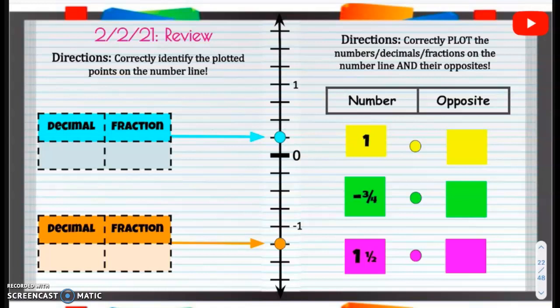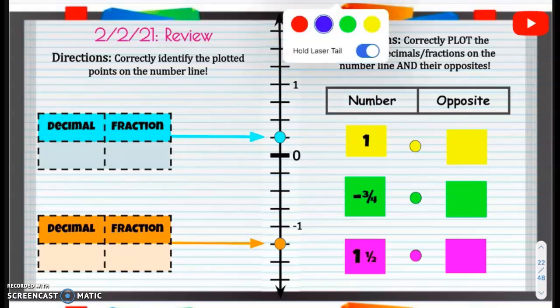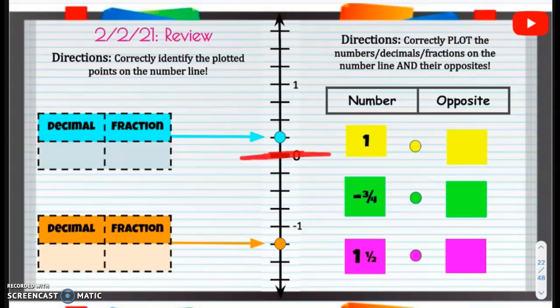All right, let's do our review. We're going to correctly identify the plotted points on the number line. So in this case, we have 0, which, as always, will separate the positive and negative numbers on a number line. Then we have a 1 all the way up here. So if we have 1 all the way up here, we have some lines in between.